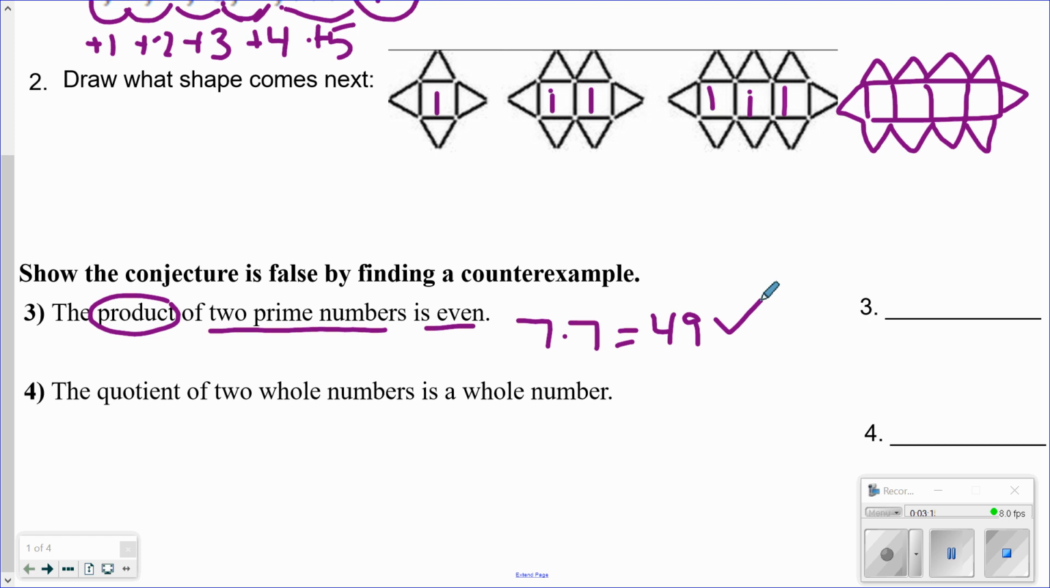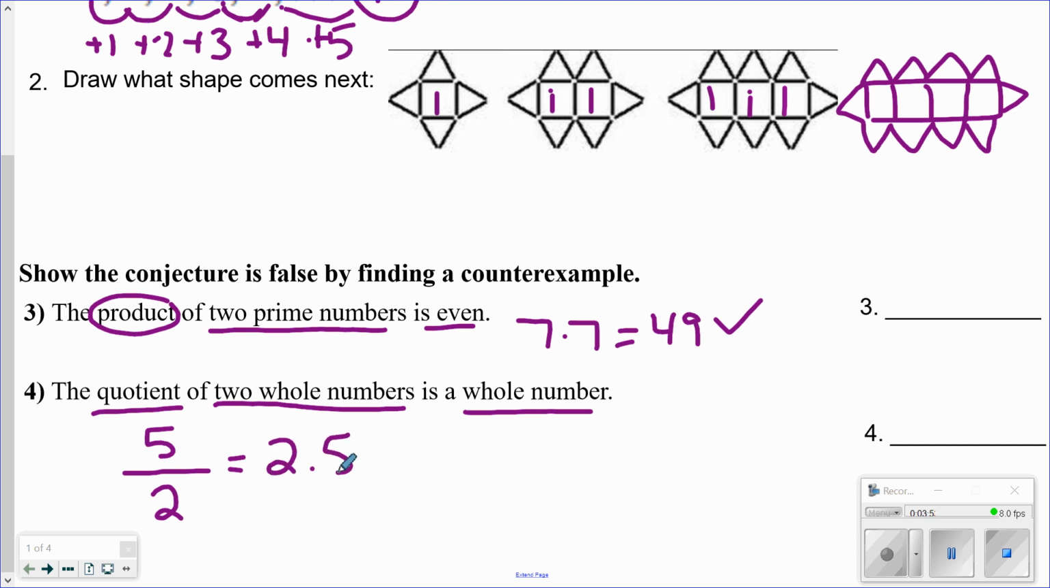Number 4, the quotient of 2 whole numbers is a whole number. A quotient means division, so I just need 2 whole numbers, and they're telling me that the answer would then be a whole number. So I want to do a quotient, a division problem where my answer would be either a decimal or a fraction. So 2 whole numbers, let's say 5 and 2. Those are 2 whole numbers. Let's divide those. If I divide those, do I get a whole number? And the answer is no, 2.5. That is not a whole number. And so I just disproved this conjecture.